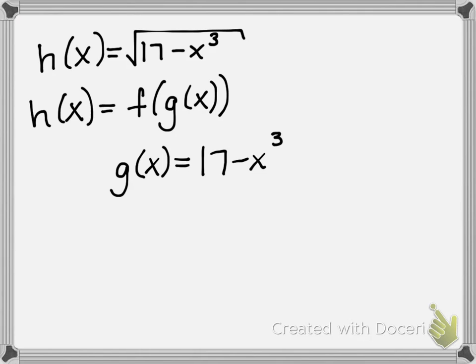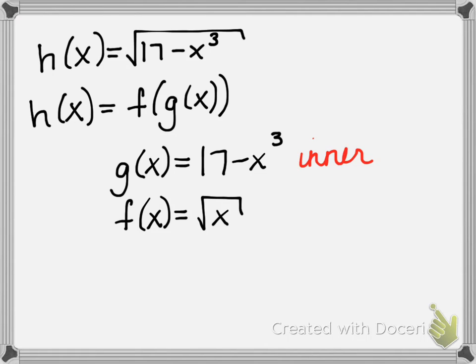Our g of x here, our inside function, is 17 minus x cubed, and the square root function, square root of x, is our outside function. It's what we do second. If we were to compose these two functions, f of g of x, we should get back to h of x, the square root of 17 minus x cubed.